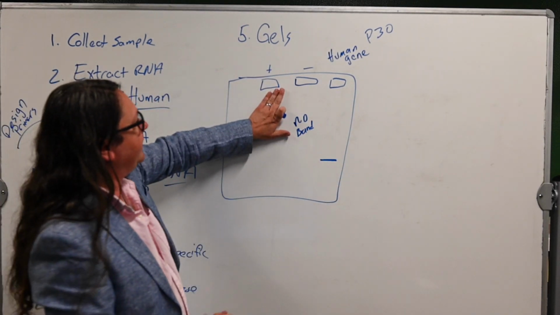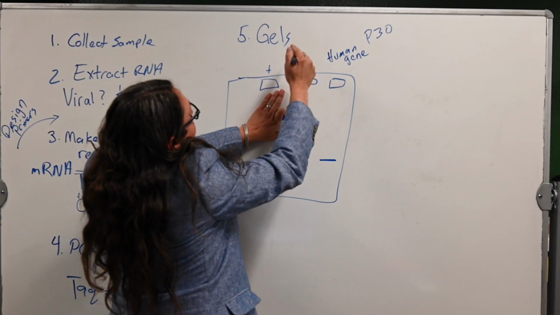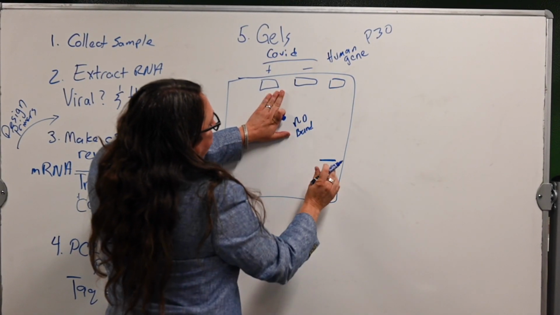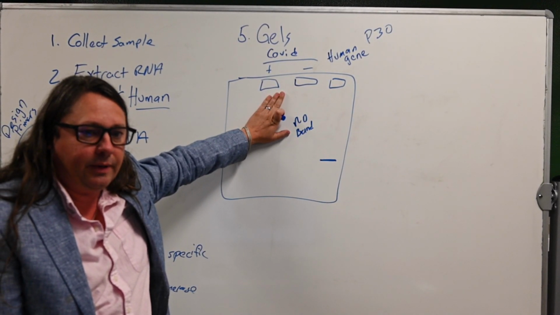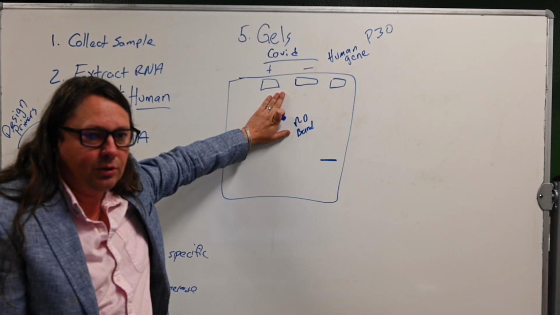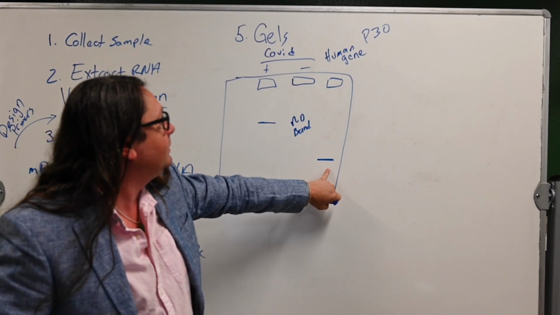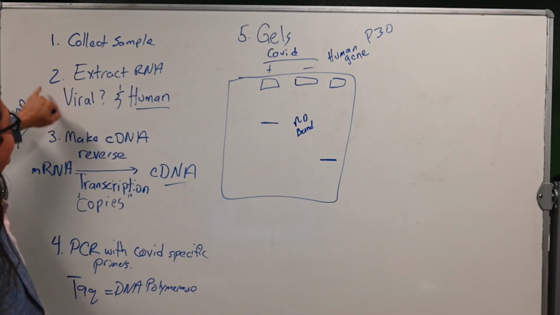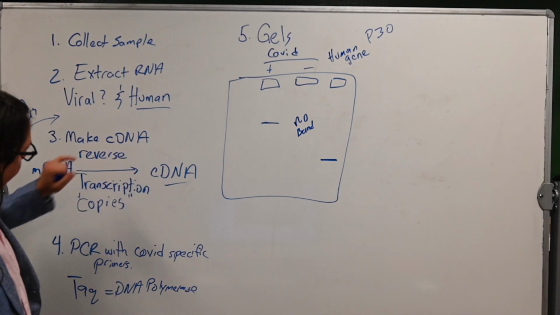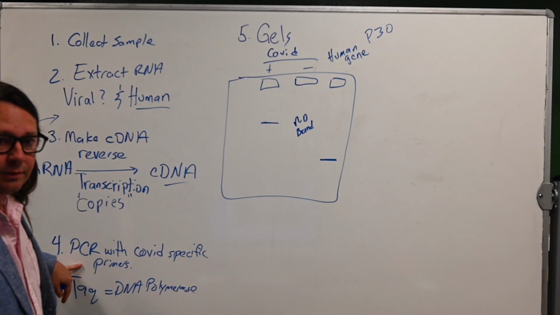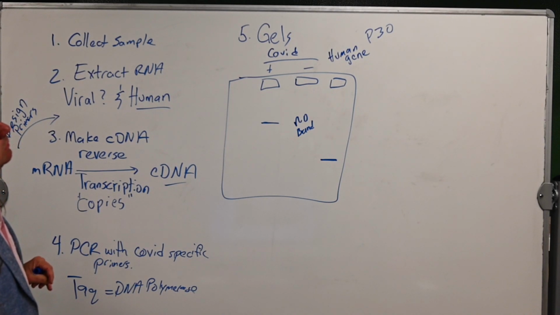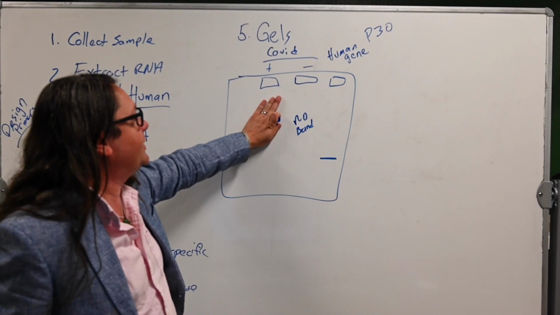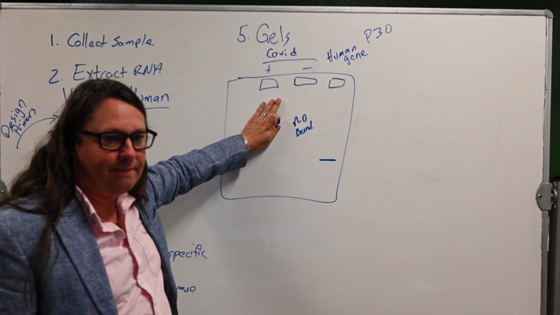Now, if we get this result, no band for COVID, and a band for human, we're pretty confident that's a true negative. Does that make sense to everybody? So this is our positive control. This tells us that we extracted the RNA correctly, we made our cDNA correctly, and we made our master mix correctly. Okay? So if a band appears under the human gene, that means we can trust this negative result.